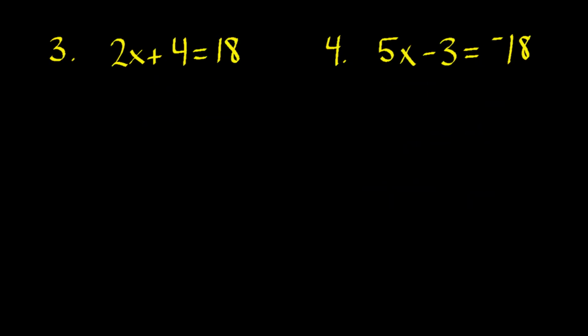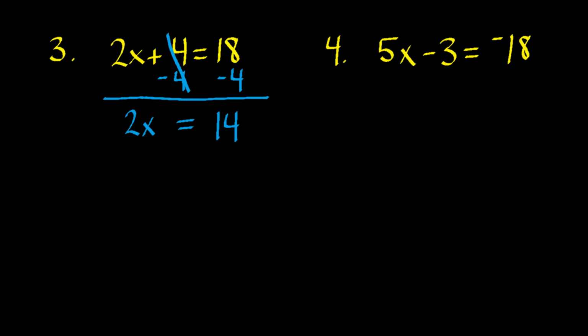Next, let's take a look at some two-step equations. In these problems, we have something multiplied by x and then another term added or subtracted from the x term. We're first going to get rid of that addition or subtraction by reversing it. So for number 3, 2x plus 4 equals 18, we will subtract 4 from both sides of the equation, bring down the 2x, 4 minus 4 cancels, bring down the equals, 18 minus 4 is 14.